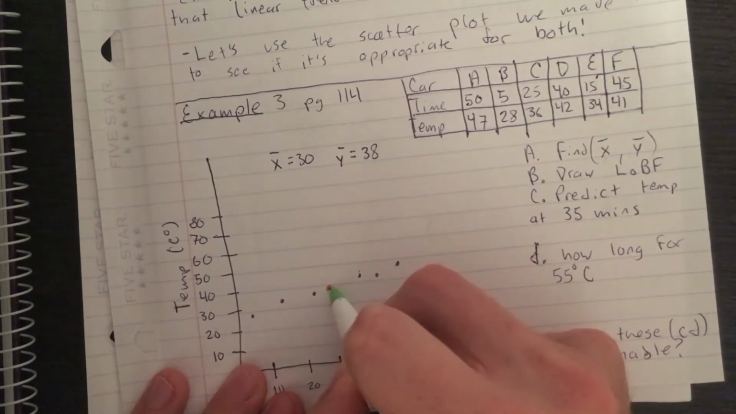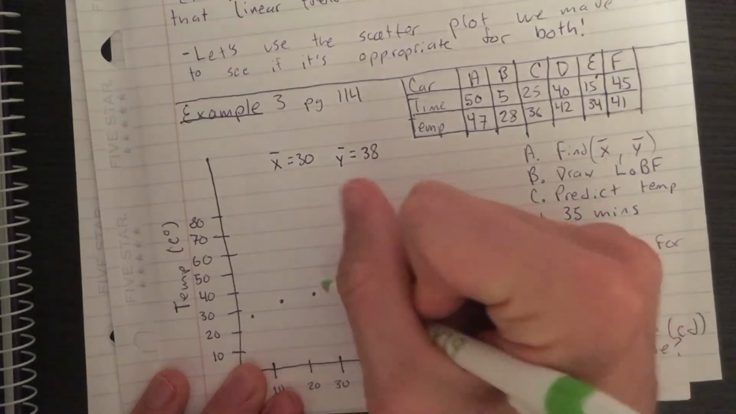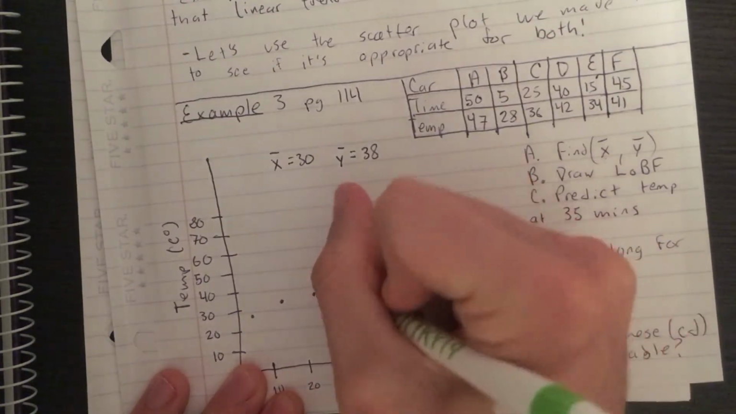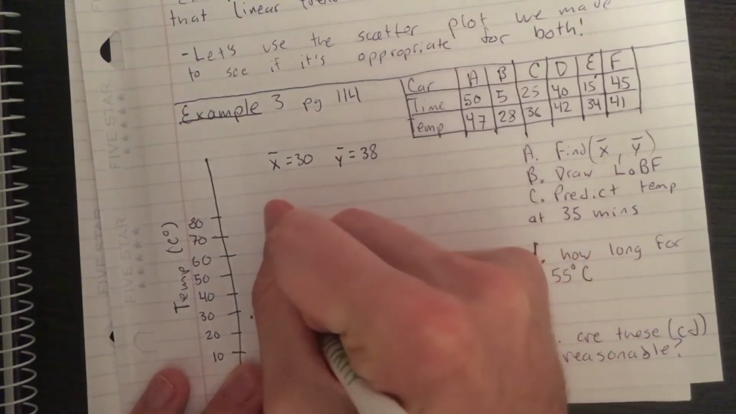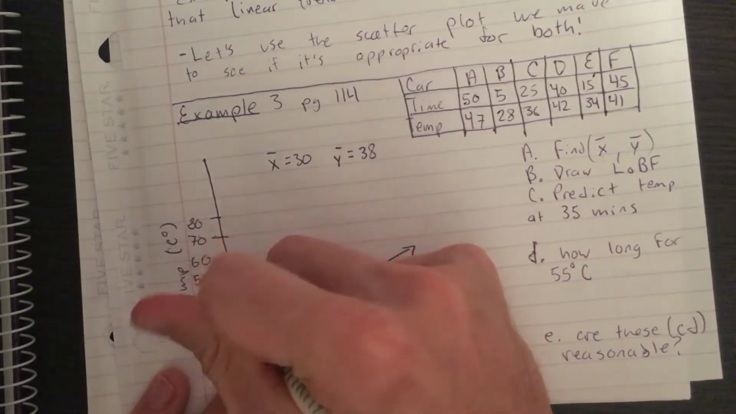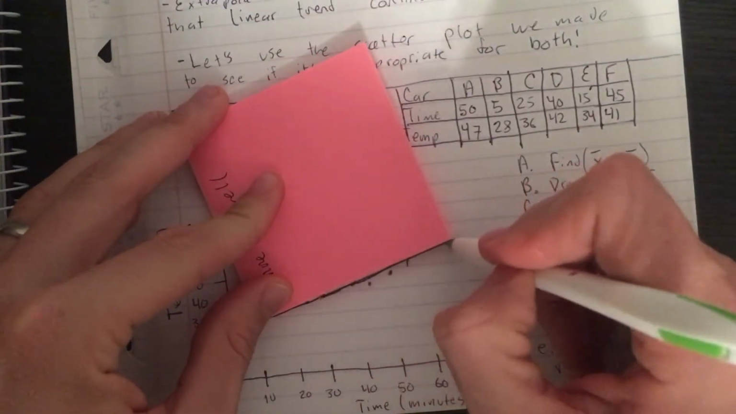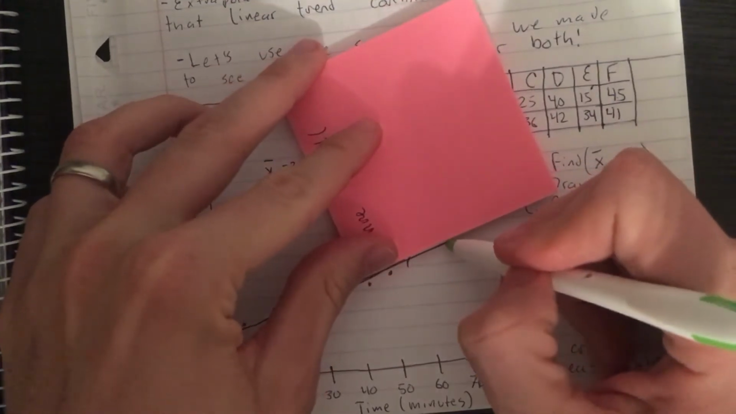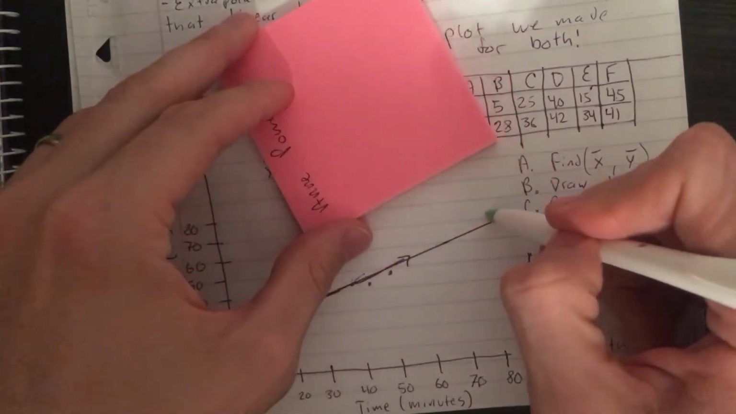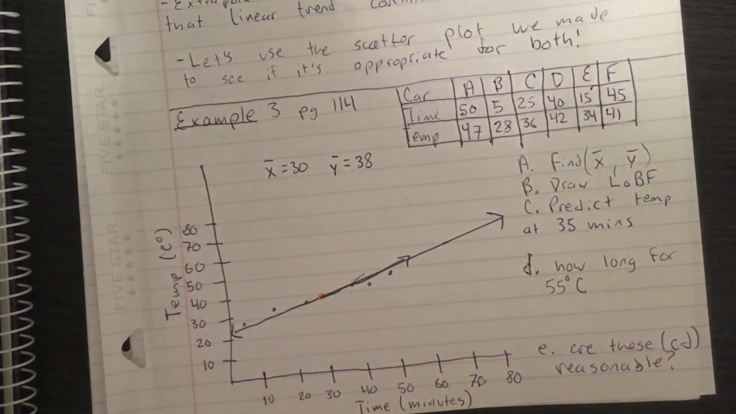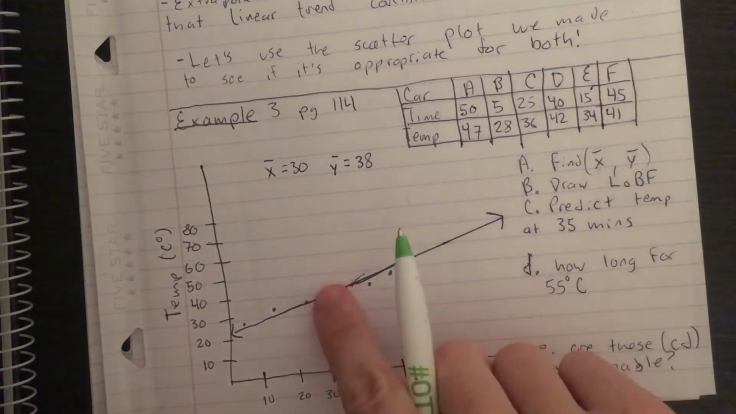So let's see here. We go roughly that way. This is a perfectly straight line, you can tell. And roughly that way. So when you're drawing these, do better than what Mr. Price just did. That was a terrible line. And so we've got a line going out that way. So this is our line of best fit.